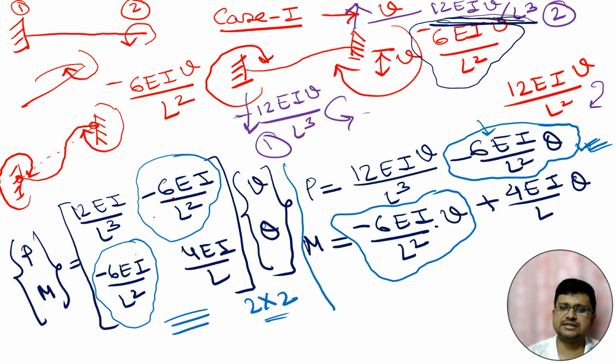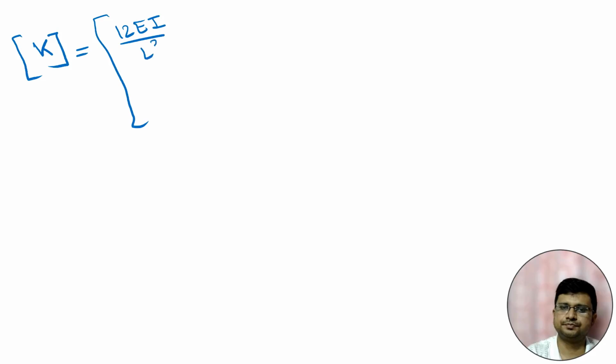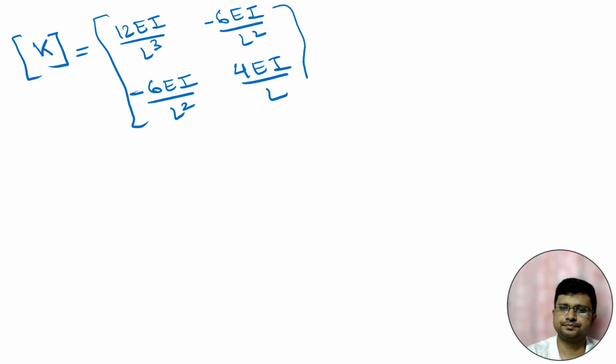So here, this is our stiffness matrix. If we write the stiffness matrix again, this is the form: 12 EI by L cube, minus 6 EI by L square, minus 6 EI by L square, and 4 EI by L. What is the flexibility matrix?